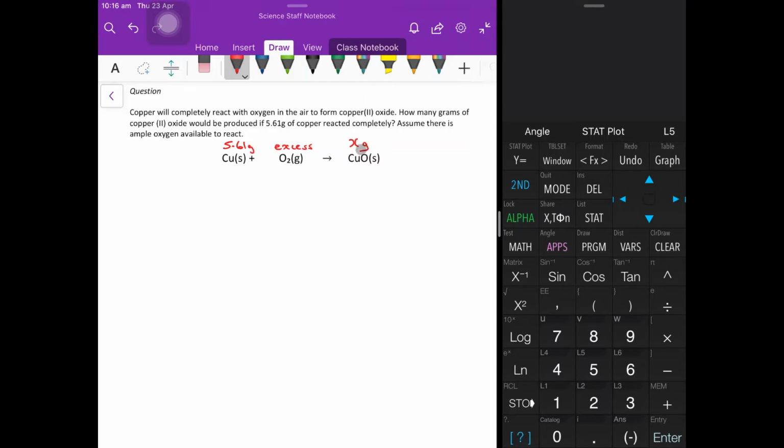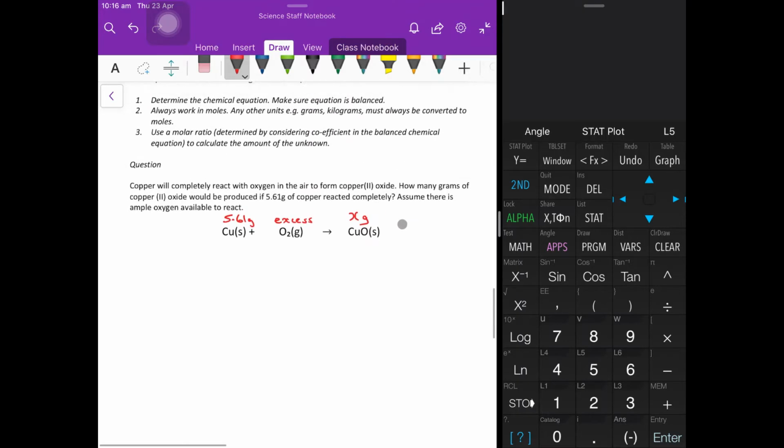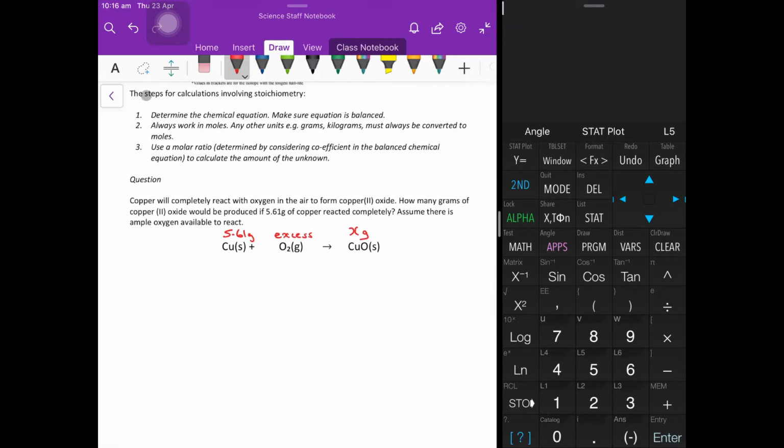So because we've been asked to calculate an unknown, this is a stoichiometry question. What are the rules or steps for calculations involving stoichiometry? Determine the chemical equation, make sure the reaction is balanced. Always work in moles. Any other unit, e.g. grams, kilograms, must always be converted to moles. Use a molar ratio determined by considering coefficients in the chemical equation to calculate the amount of the unknown.